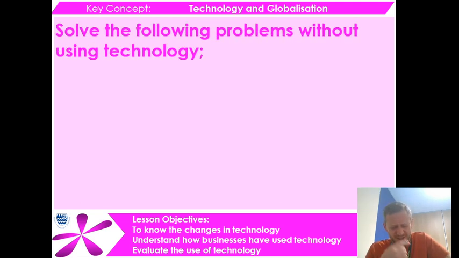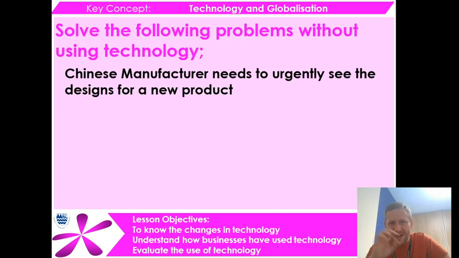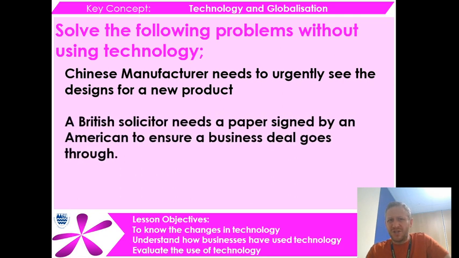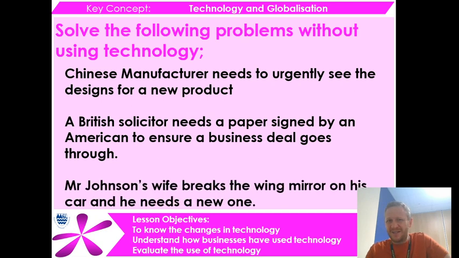The next thing to do is solve those same problems, but without using technology. How are we going to get the plans for a new product to China without technology? How can a British solicitor get paper signed without technology? And how am I going to get hold of a wing mirror for my car without technology? When we talk about technology, we're talking about phones, computers, websites, Apple Pay, all that kind of stuff. How can we do it without using a computer? Is it possible? Have a think about that, and whilst the two questions may seem very similar, they're very disparate in their answers, and you should have very different answers to them.